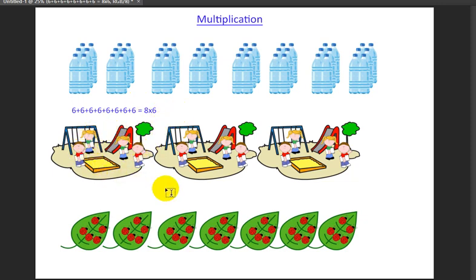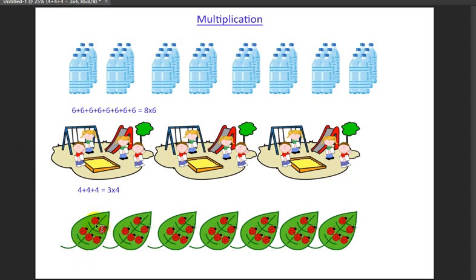Here, let's ask how many children are on the playground. Well, there are 4 children on each playground, so that would be 1, 2, 3, 4. So that would be 4 plus 4 plus 4. Or in multiplication form, since there are 1, 2, 3 4s, 3 times 4. There you go.